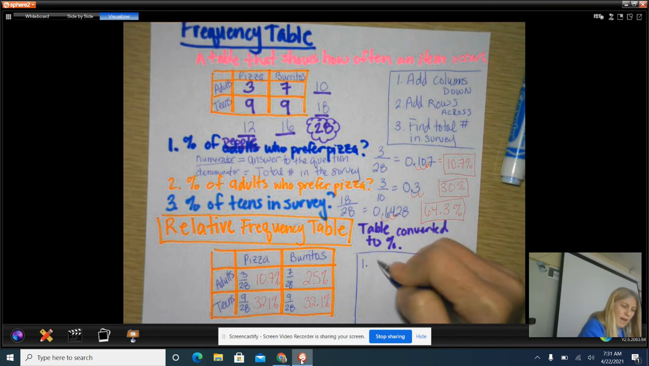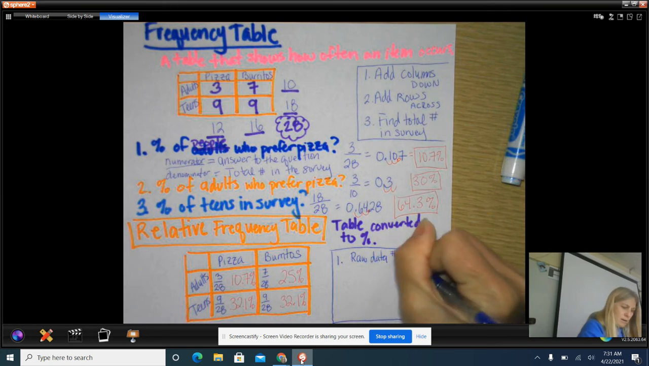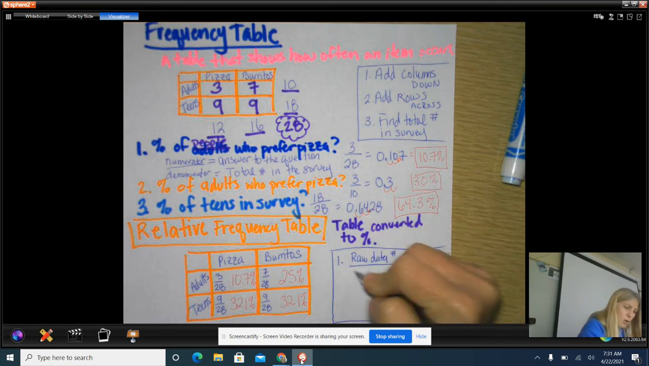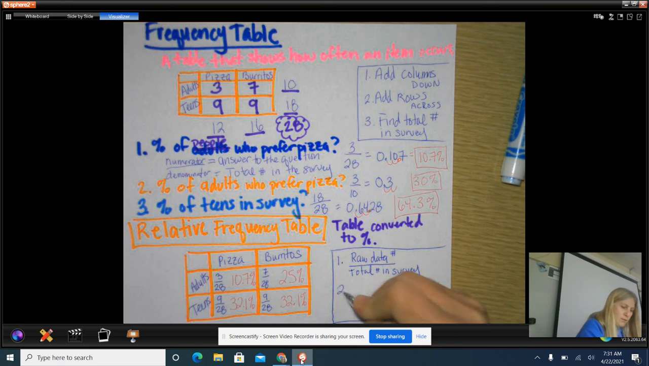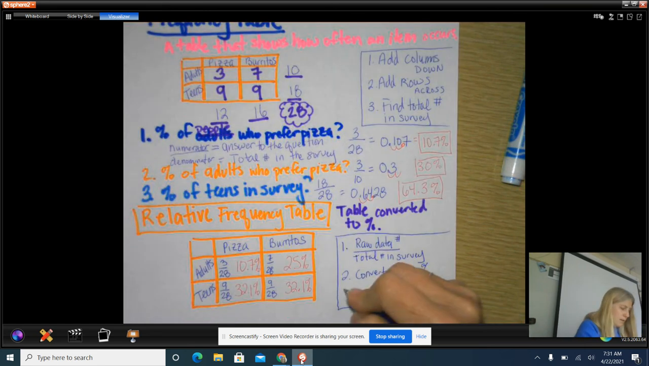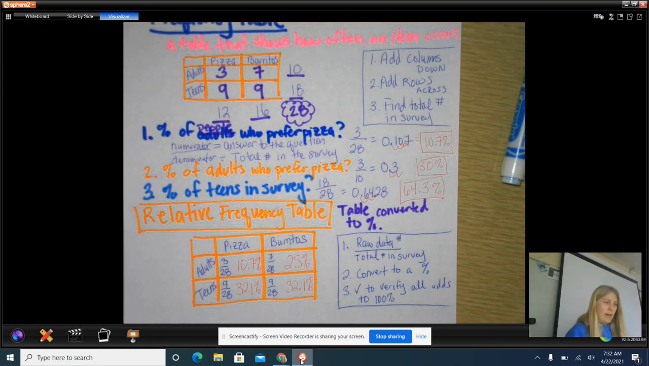Step 1, we have our raw data number divided by the total number in the survey. Step number 2, convert to a percent. That's moving your decimal 2 to the right. And step number 3, check to verify it all adds to 100%, because we should have 100% of people in that survey.